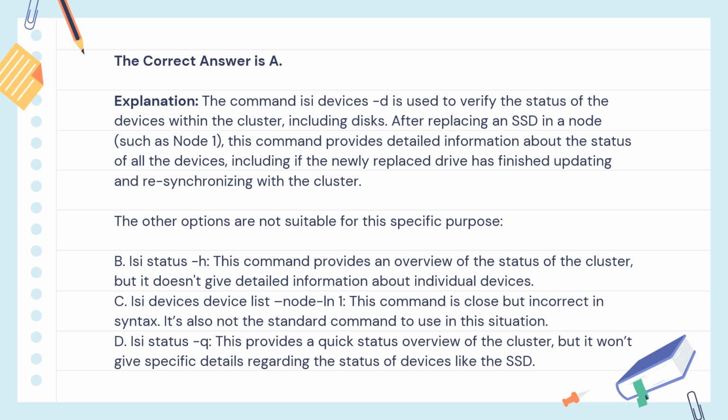B. isi status -h. This command provides an overview of the status of the cluster, but it doesn't give detailed information about individual devices. C. isi devices device list node lnn 1. This command is close but incorrect in syntax. It's also not the standard command to use in this situation. D. isi status -q. This provides a quick status overview of the cluster, but it won't give specific details regarding the status of devices like the SSD.